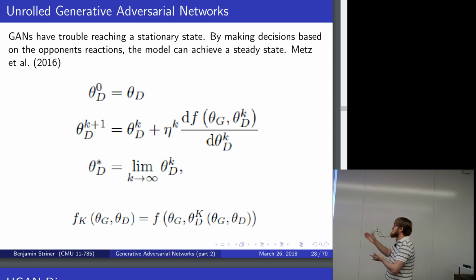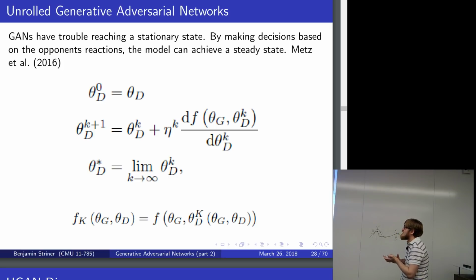So that's what these equations are trying to break down for you. The first equation is just your base term, so don't worry about that. Your second equation is the actual recurrence relation, which is gradient descent. Your discriminator at your next step is your discriminator at your previous step plus some step size times the gradient with respect to your discriminator weights. So pretty straightforward. That's how gradient descent works.